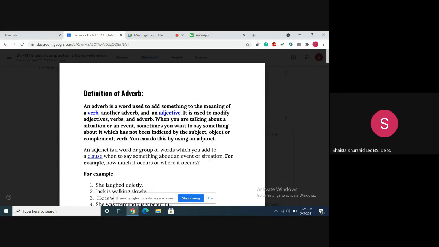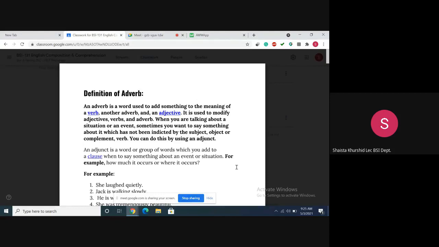So at that stage, we can also say that it can also intensify the action, depending on the situation and mood of the person. It is used to modify adjectives, verbs, and adverbs. When you are talking about a situation or an event, sometimes you want to say something about it, which has not been indicated by the subject, object, or complement verb. You can do this by using an adjunct. Adjunct is basically an adverb. It's a word or a group of words which you add to a clause when you say something about an event or situation, for example, how much it occurs or where it occurs. It's actually the situation is this.